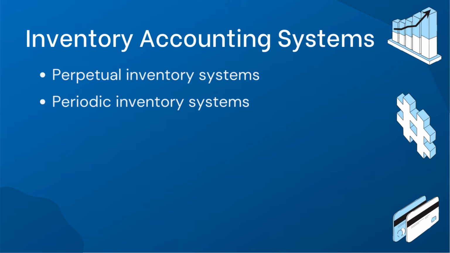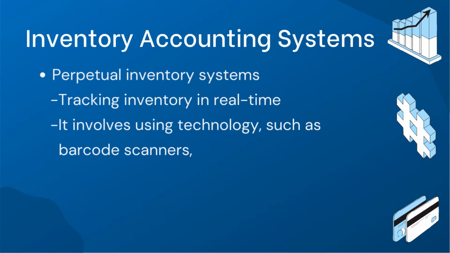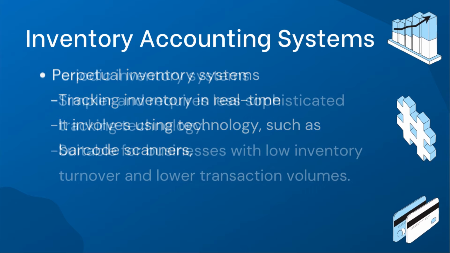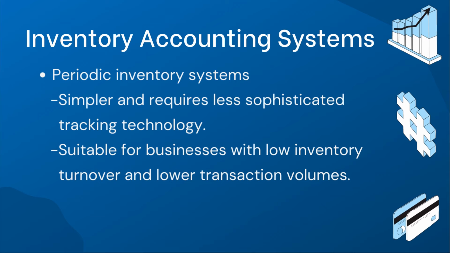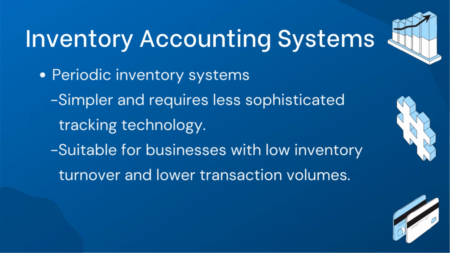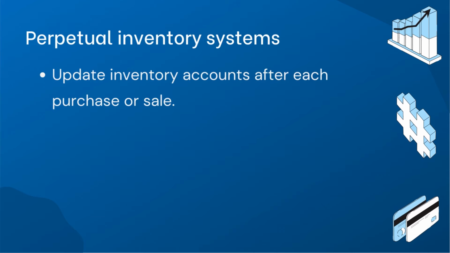There are two primary inventory accounting systems: perpetual and periodic. Perpetual systems provide real-time inventory updates after each purchase or sale, while periodic systems update inventory and cost of goods sold at specific intervals. Perpetual systems are suitable for expensive or unique items, while periodic systems are simpler and used for inexpensive and homogeneous items.